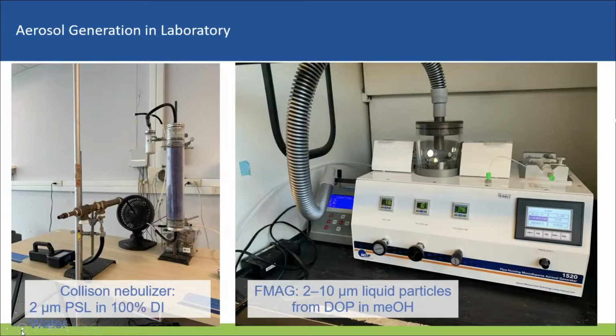We have 2 methods for generating particles continuously. For the 2 micron particles that are relevant for the B and L mode, we use a collision nebulizer. For the larger particles that capture the tail end of the L mode to mimic speaking, we produce liquid particles with a TSI flow-focusing monodisperse aerosol generator, which we call the FMAG. Next slide, please.